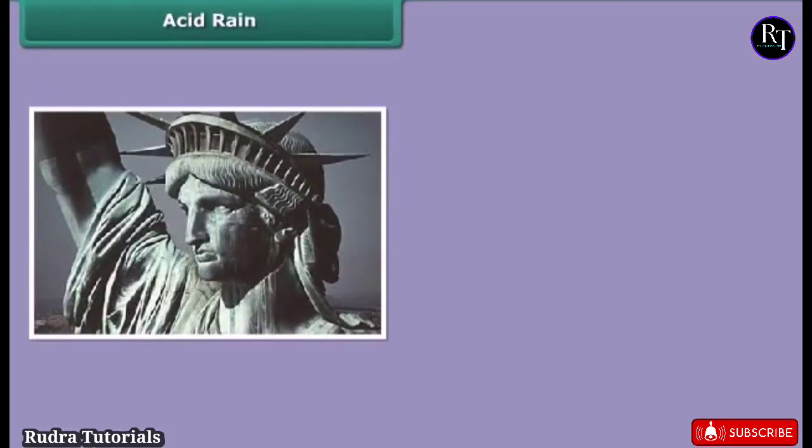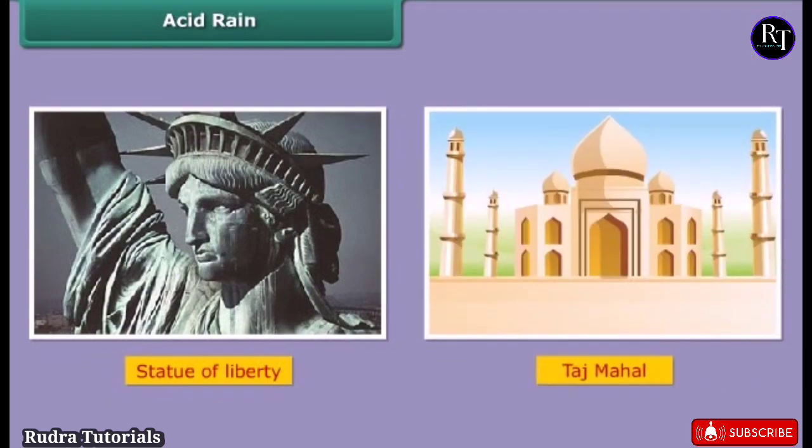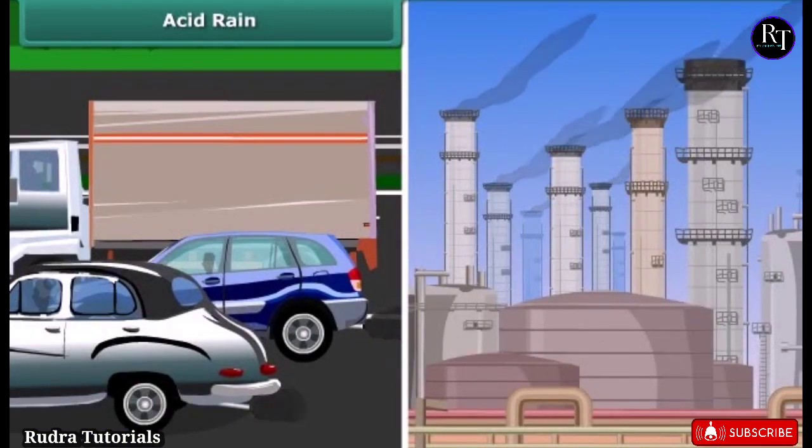These are the images of the Statue of Liberty in New York and the Taj Mahal in Agra. They are badly damaged due to acid rain. Do you know what causes acid rain?